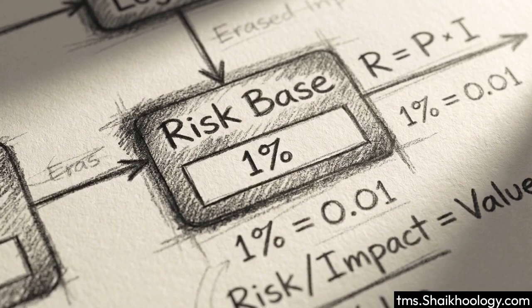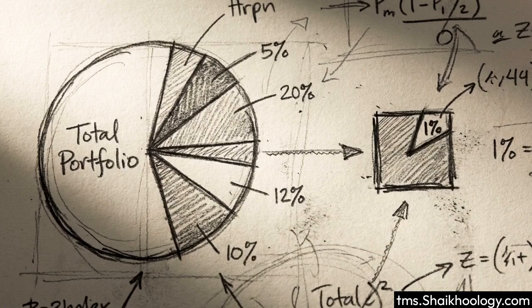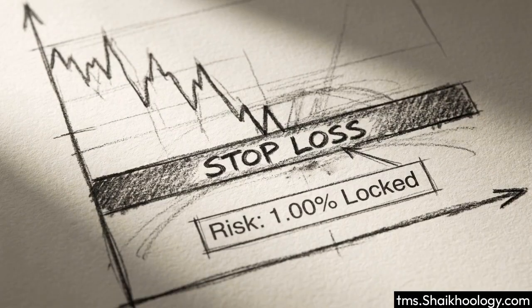Method 3 is risk base. This is the standard used by professional traders to ensure strict capital protection. By inputting a strict risk metric, like 1% of your portfolio, the system calculates the absolute maximum number of shares you can hold. If your stop loss is hit, you only lose that precise predetermined amount.